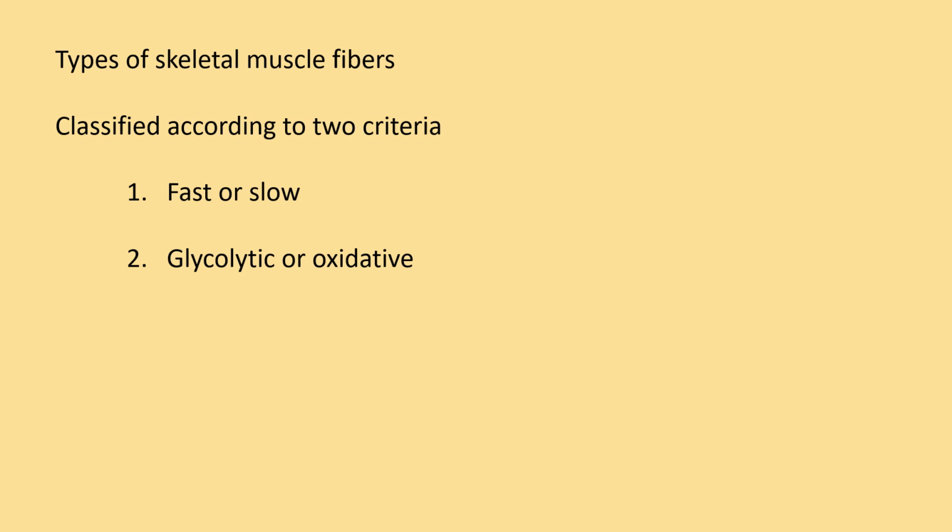So this brings us back to talking about different types of muscle fibers, different fiber types. We're going to talk about 3 different muscle fiber types, and they are classified according to these 2 criteria. For any given muscle fiber cell, you can ask, is it fast or slow? And is it glycolytic or oxidative? What do those terms mean?